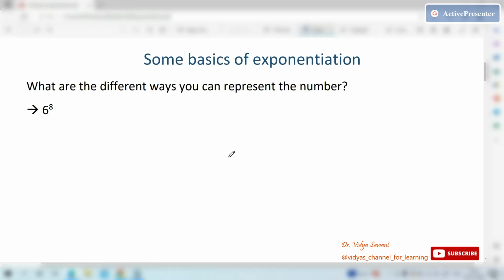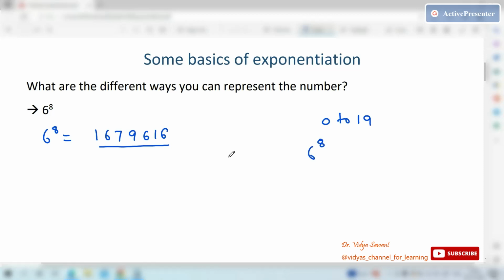So let us say, what are the different ways you can represent the number 6 raised to power of 8? 6 raised to power of 8 is nothing but 1679616. Now before going to how we can represent it in a different way, I would like to discuss, suppose I want to reduce this number into a small number, and typically I want to bring it between say 0 to 19. What will you do?